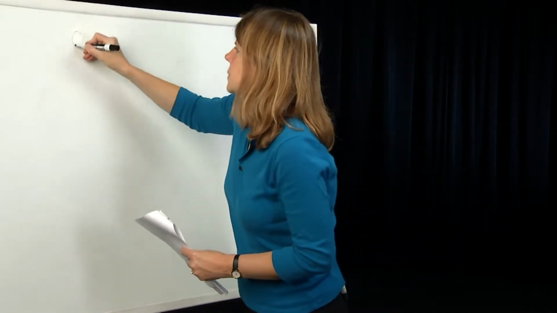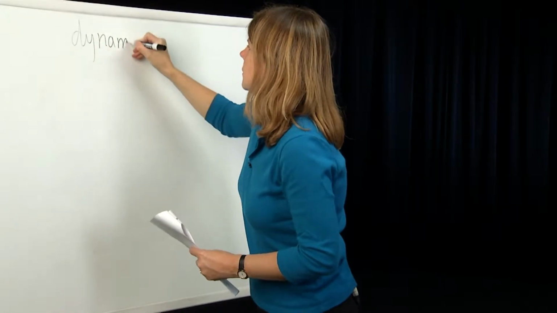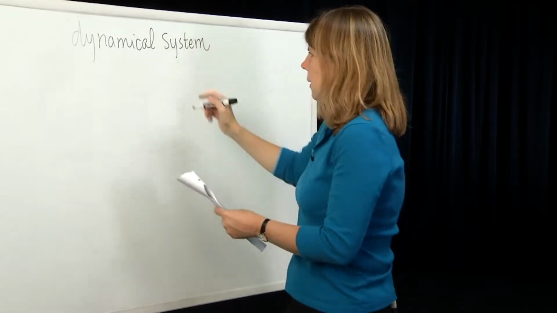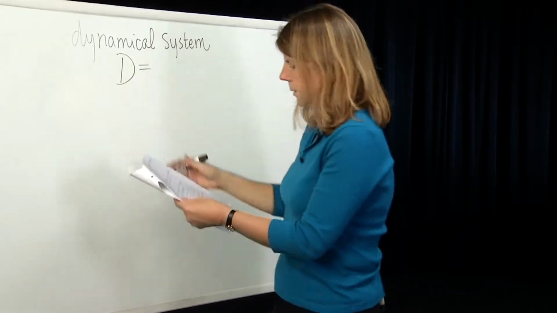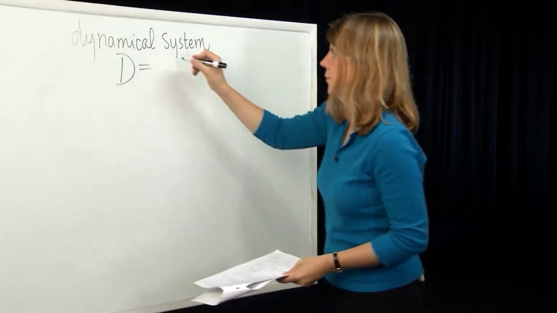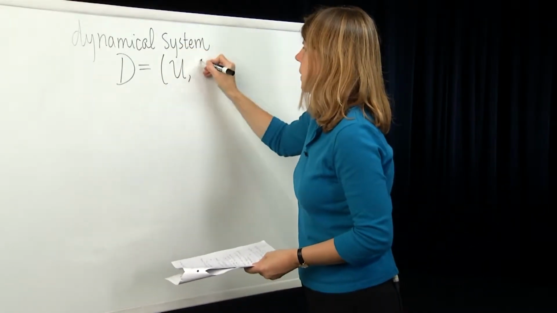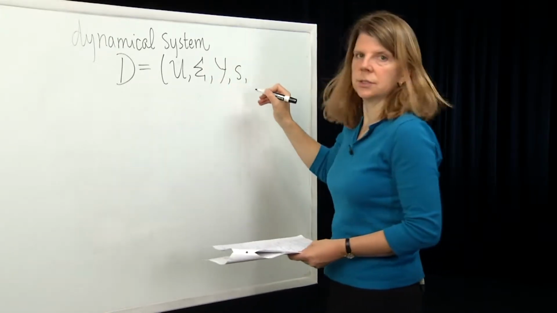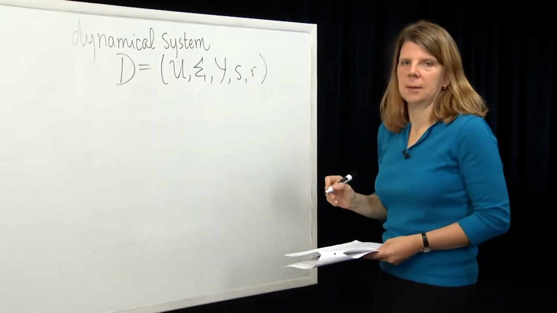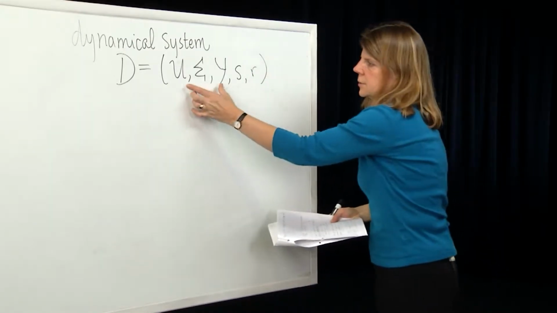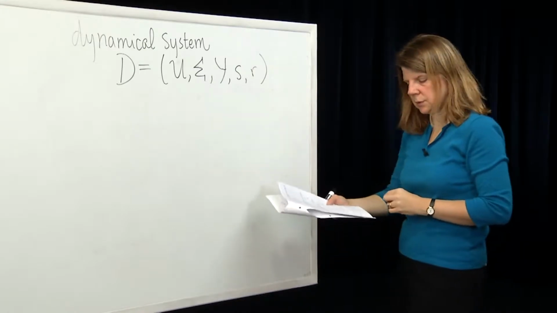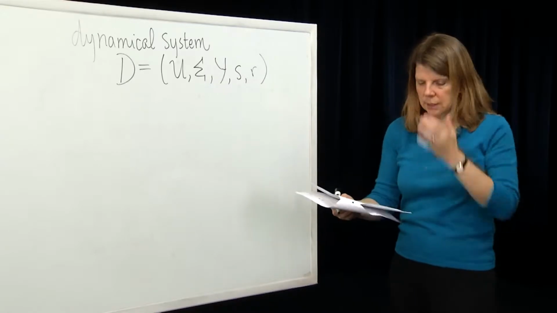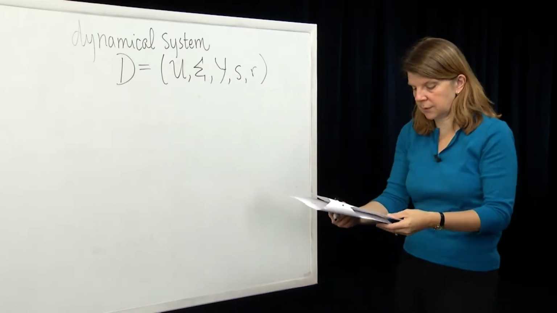Okay, so a dynamical system D, say, has a bunch of elements. It's got 5 things in it. It's got an input space, a state space, an output space, a state transition function, and a readout map. So these are 5 different things. These are sets of elements, and these are functions. And so let's say a few words about what these individual things are, and then we'll talk about how they fit together. Perhaps we'll do a couple of examples to show how they fit together.